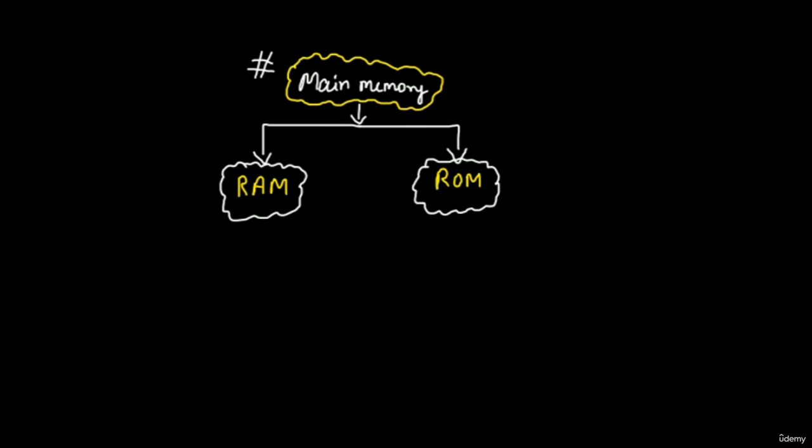So what is the full form of RAM? Well, it is random access memory. And what is the meaning of ROM? This is read only memory. So let's learn a few of its terms, then we will go into the details of it.